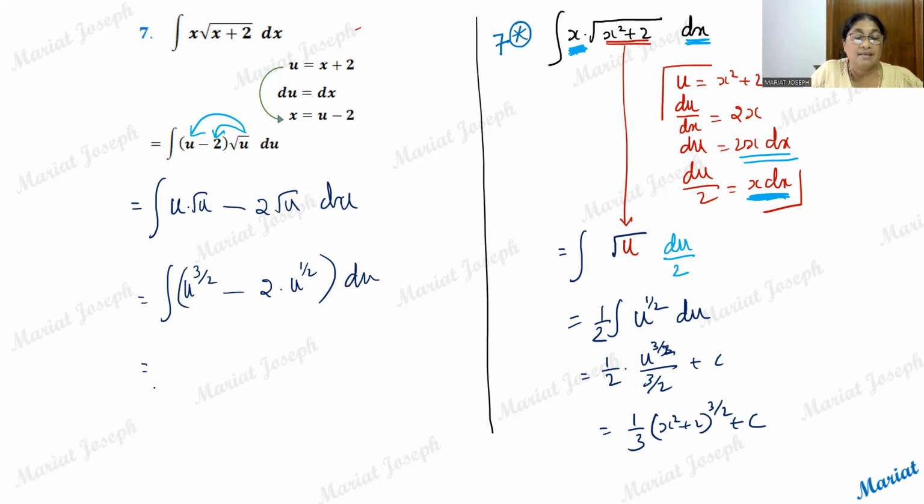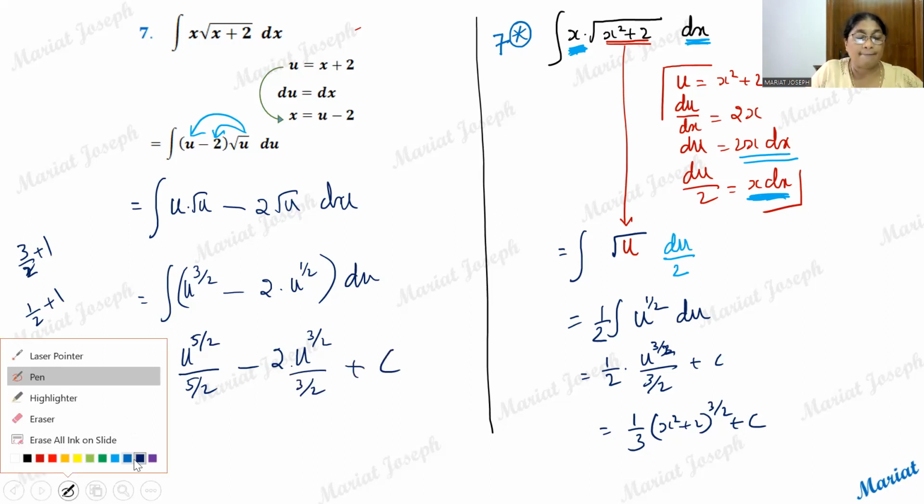Now integration. Integral of u raised to the power 3 by 2 is u raised to the power 3 by 2 plus 1. What is 3 by 2 plus 1? Isn't it 5 by 2? So u to the power 5 by 2 upon 5 by 2, minus 2 into u raised to the power half. The power will be half plus 1, which is 3 by 2, so u to the 3 by 2 upon 3 by 2. Integration is over, so put a plus C.